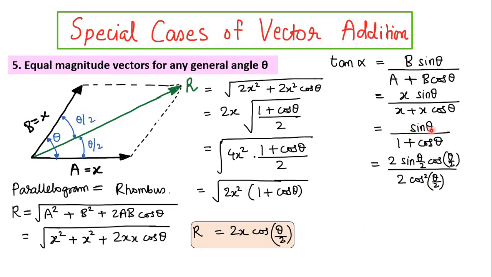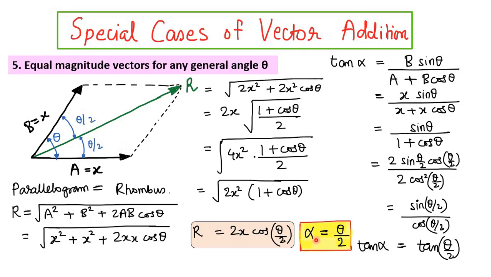And for sin theta, using the formula for sin 2 theta, you know sin 2 theta is 2 sin theta cos theta. So therefore sin theta can be written as 2 sin theta by 2 cos theta by 2. So cancel 2, and cos theta by 2 also cancels from here. And we get sin theta by 2 divided by cos theta by 2, which is equal to tan theta by 2. So tan alpha is tan theta by 2. That means angle alpha is equal to theta by 2. So hence proved that this angle is equal to theta by 2.